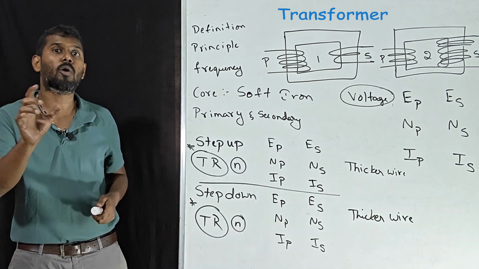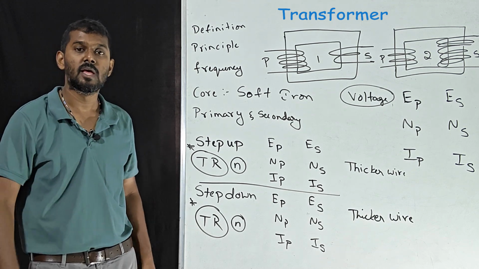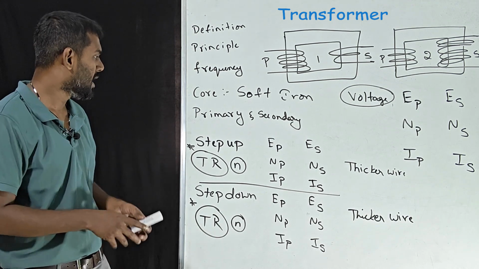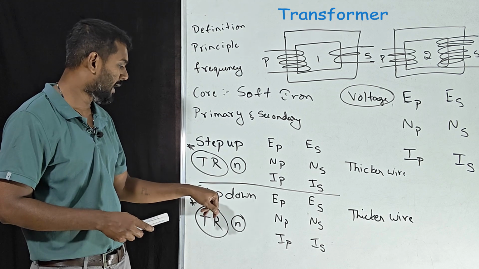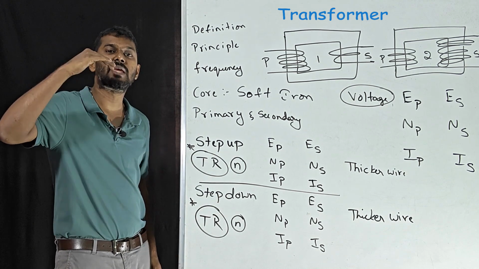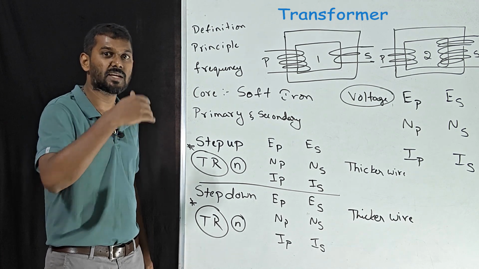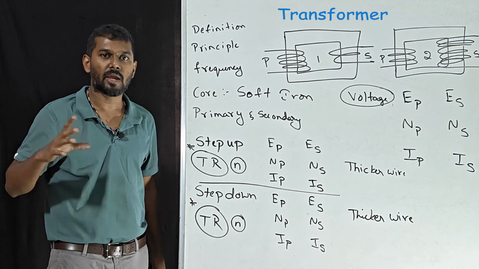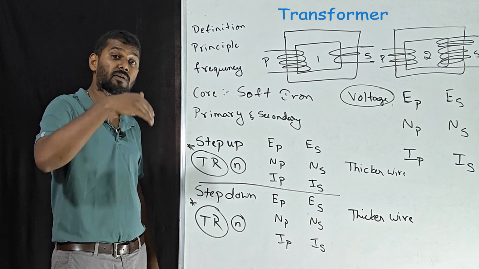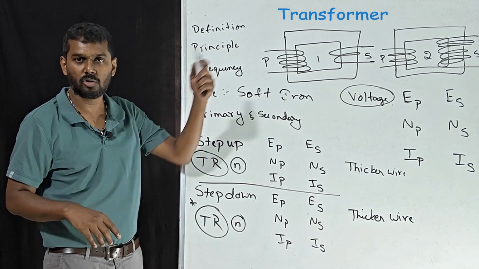Now we learn the important topic about transformers, that is nothing but types of transformers. There are two types of transformers: step up transformer and step down transformer. First, what do you mean by step up? Step up means increasing the value. That means we give less voltage, it gives us more voltage. If I give 1000 volts, it can give more than 1000 volts based on the number of turns. That I am going to explain.